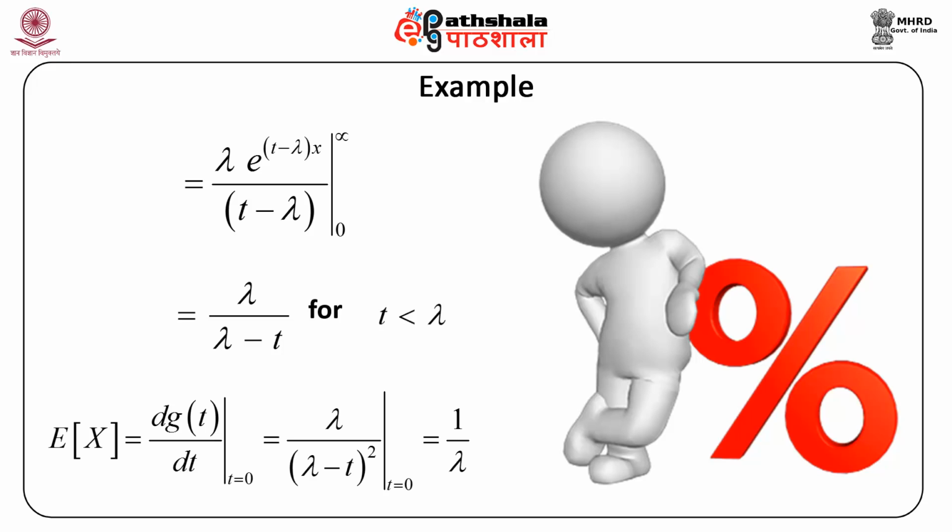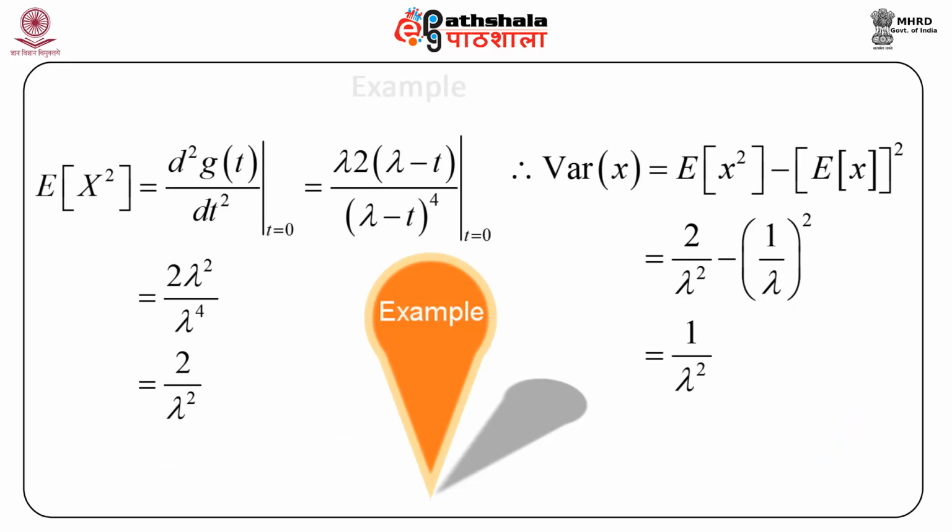E[X] is equal to dM/dt for t equal to 0, which is equal to lambda divided by (lambda minus t) squared for t equal to 0, which is equal to 1 over lambda. E[X squared] is equal to d squared M divided by dt squared, which is equal to lambda times 2 into (lambda minus t) divided by (lambda minus t) raised to the power of 4, which is equal to 2 lambda squared divided by lambda raised to the power of 4, which is equal to 2 over lambda squared. Therefore, variance of x is equal to E[X squared] minus E[X] the whole squared, which is equal to 2 divided by lambda squared minus (1 by lambda) the whole squared, which is equal to 1 over lambda squared.